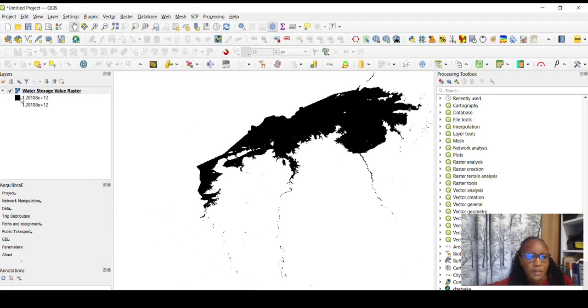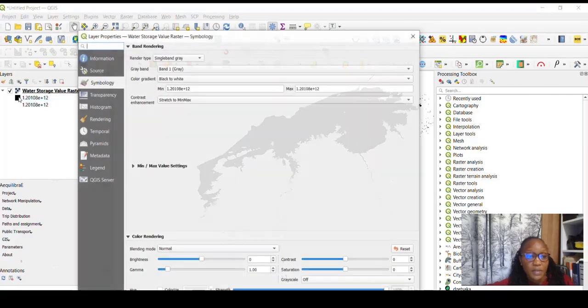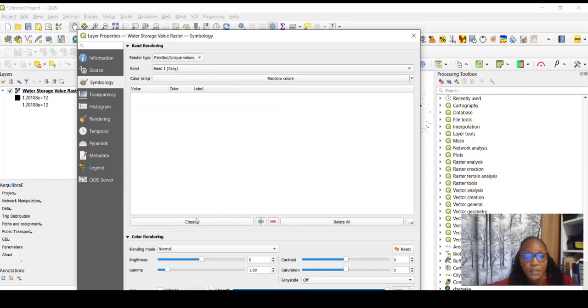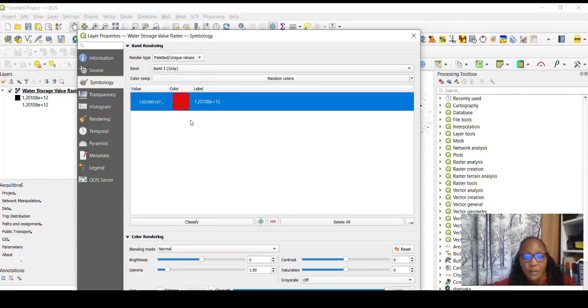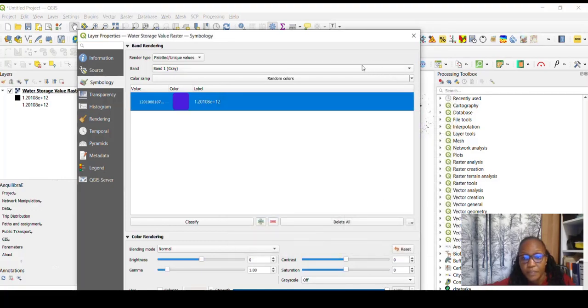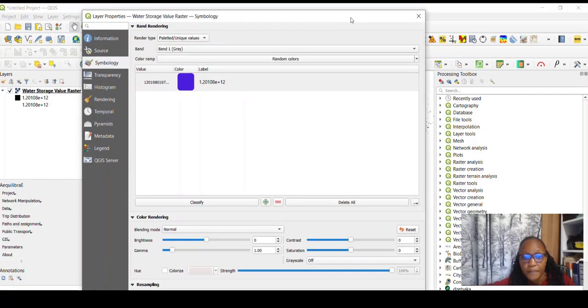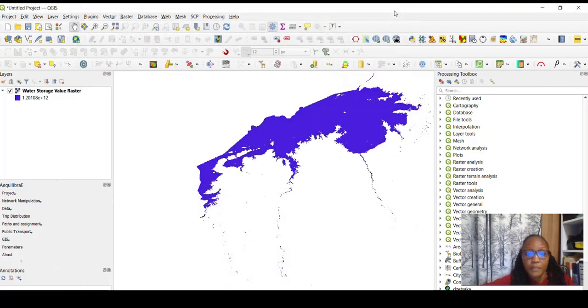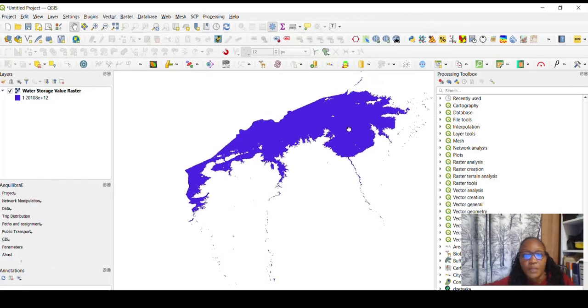And that is our water storage value raster, indicating the value of the water stored within Kariba Dam based on the various uses assigned to it. So we can just give it a unique color. And there we have it.